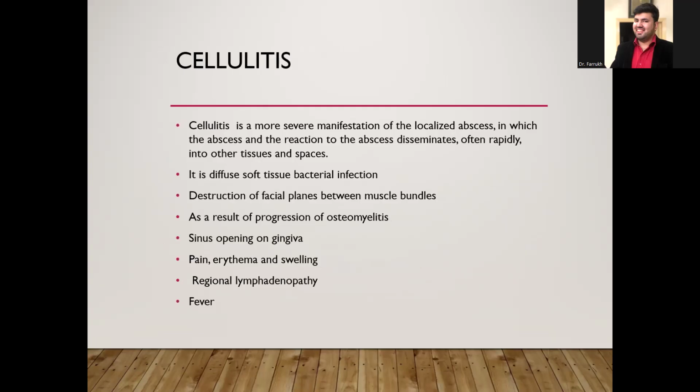So what is cellulitis basically? Cellulitis is a more severe manifestation of a localized abscess. You should know that, in which the abscess and reaction to the abscess disseminates, often rapidly, into other tissues and spaces. It is a diffuse soft tissue bacterial infection, dissection of the facial planes between the muscle bundles as a result of progression, osteomyelitis, sinus opening on the gingiva, pain, erythema, and swelling. You should know that there is pain, red color and swelling, regional lymphadenopathy, and fever. Okay.